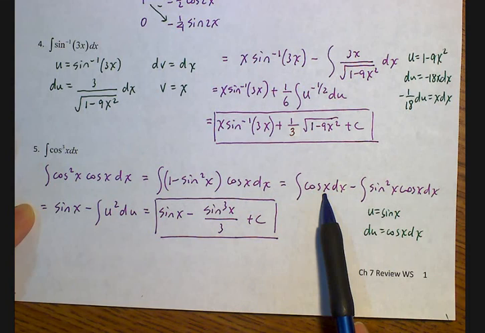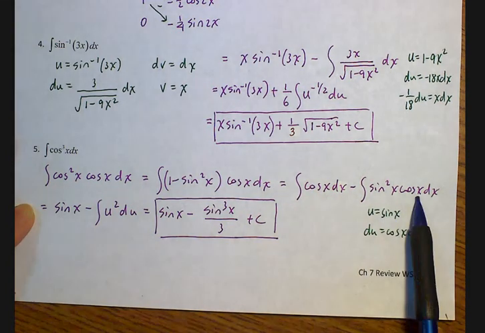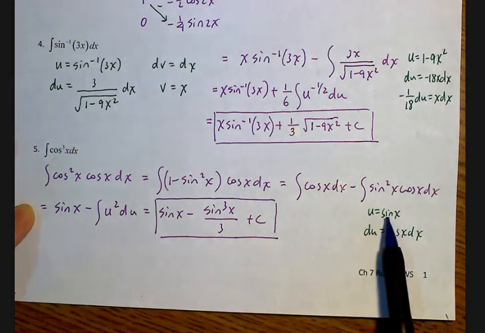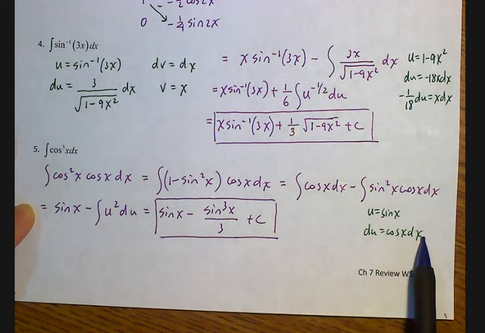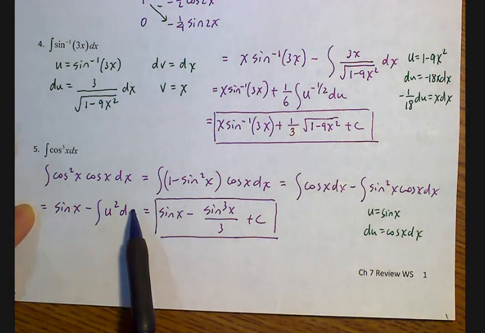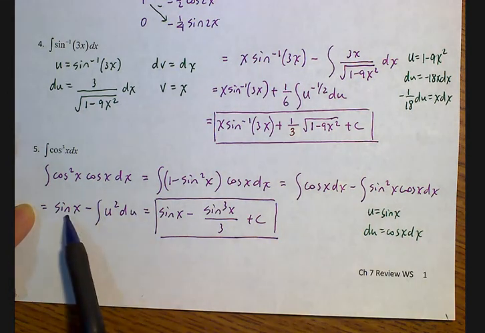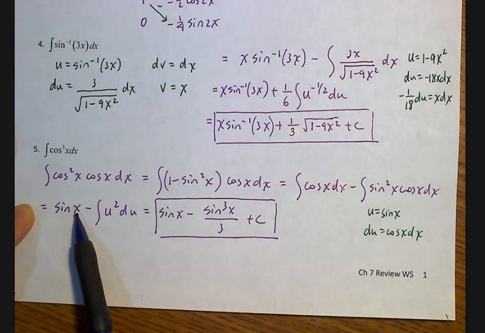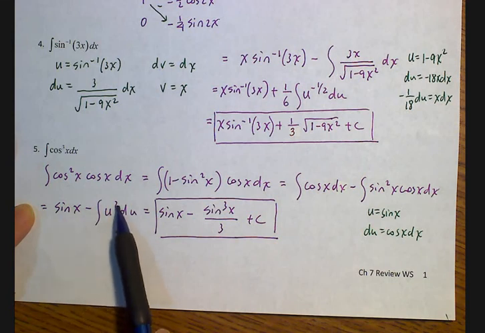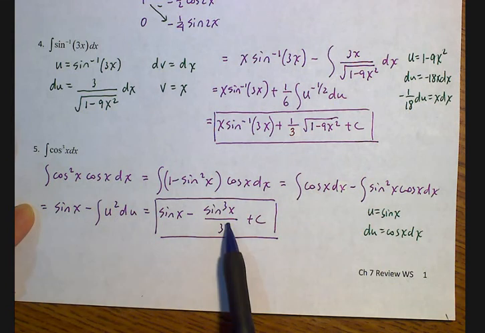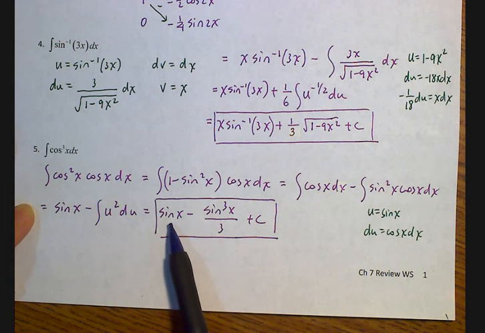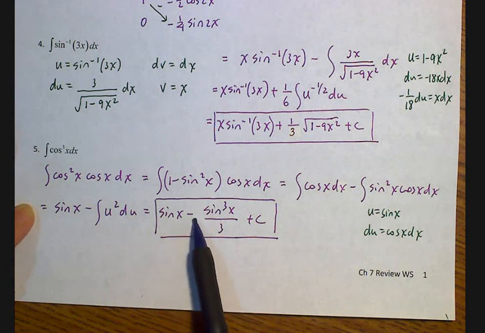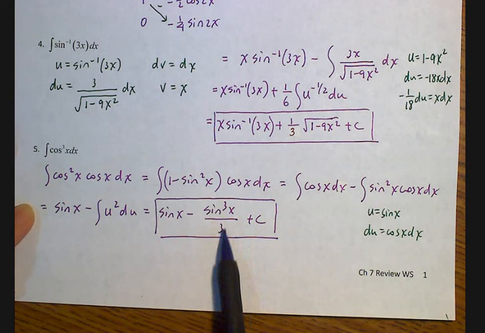On this one, this is just the basic integral, and on this one, I'm going to do a u sub of u equaling sine of x, and du is equal to cosine of x dx. So then when I substitute that in, the integral of cosine is sine of x, and then it's going to be the integral of u squared du, and that comes out to u cubed over 3, and I just substituted the sine back in. So your answer is sine x minus sine cubed x over 3 plus c.